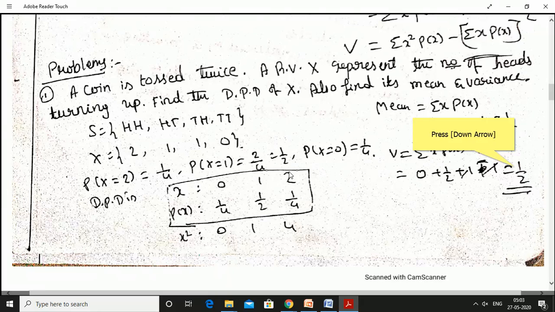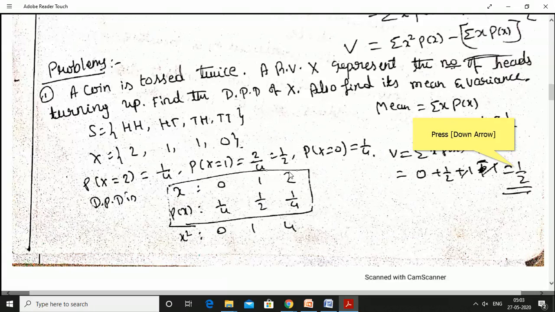Find the discrete probability distribution of x. Also find its mean and variance. For tossing a coin twice, the sample space is HH, HT, TH or TT. So a discrete random variable x represents the number of heads turning up. There are 2 heads, it assigns the value 2; 1 head, it assigns the value 1; 1 head, once again it assigns the value 1; no heads, so it assigns the value 0. The range of x is 0, 1, 2.